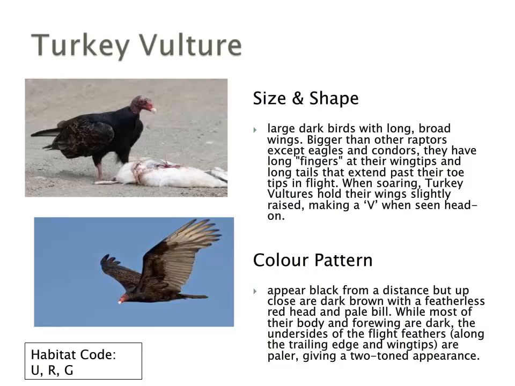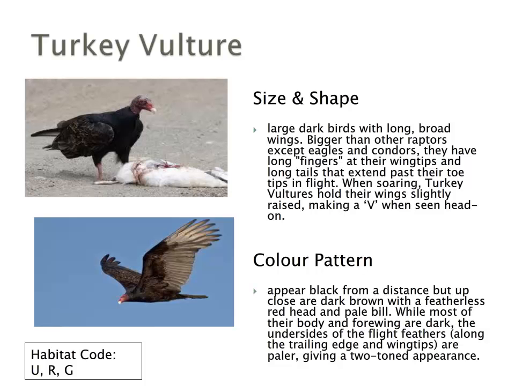The turkey vulture is one of the very easy birds to identify in flight, with a very typical V-like pattern present in the wings. These birds, of course, are not flapping birds. They coast on thermals, so we'll see them going over large distances, circling, looking for carrion and other scavenged material. They're very large birds, very dark in color, with long, broad wings. They're much bigger than other raptors, generally speaking, and they have fingers in the form of feathers which extend past the toe tips in flight.